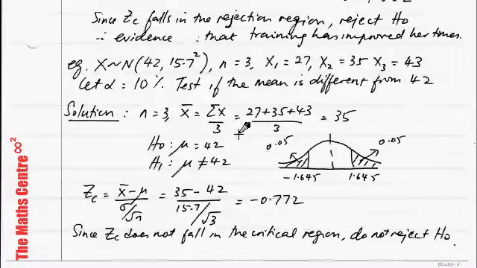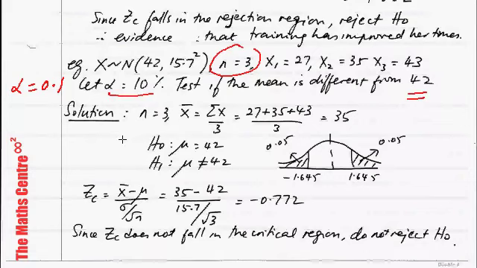Let's do a two-tailed test. We are given x is normal with a mean of 42 and a variance of 15.7 squared. We are told n equals 3. We are given three values of x: x1 27, x2 35, and x3 43. We are told alpha is 10%, so alpha equals 0.1. We are asked to test if the mean is different from 42. So let's follow the solution.